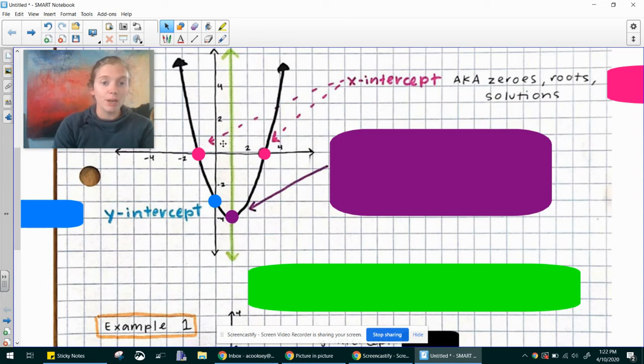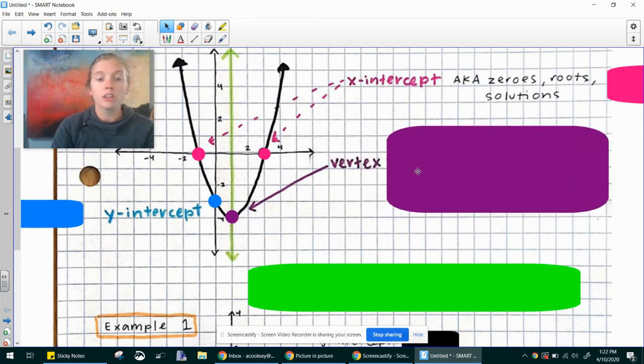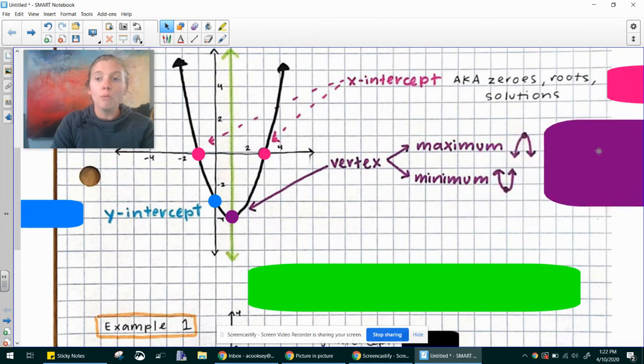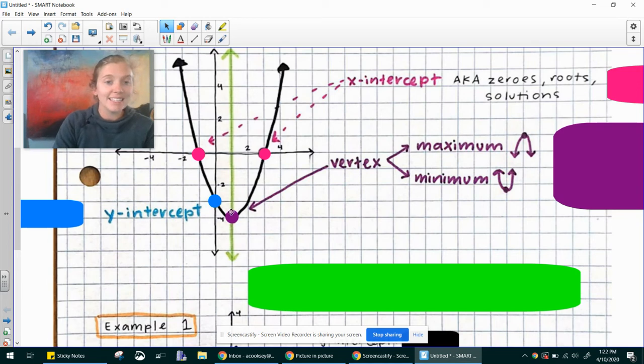The next thing that we are going to look at is this purple dot at the very bottom of our parabola. That point is called the vertex. The vertex is the highest or lowest point on a parabola. The vertex is going to be where the maximum or the minimum point on the parabola is. In this case, our parabola faces upwards, so we have a minimum point. But if our parabola faced downwards, was concave down, we would have a point on the top, and that vertex would be a maximum.